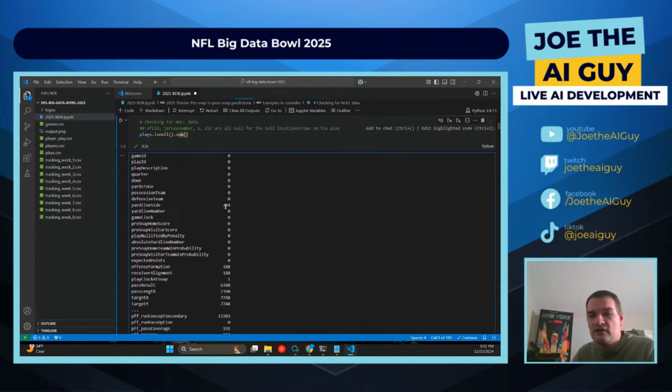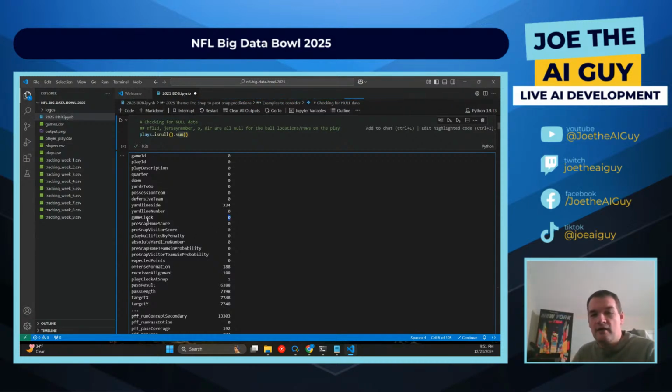And you can see here, yard line side has 224 null rows, but yard line number has 0. On those specific plays where the yard line side is null, it's because the majority of these happen at midfield, and so there is no yard line side on that play, but the yard line number would be filled in as 50.